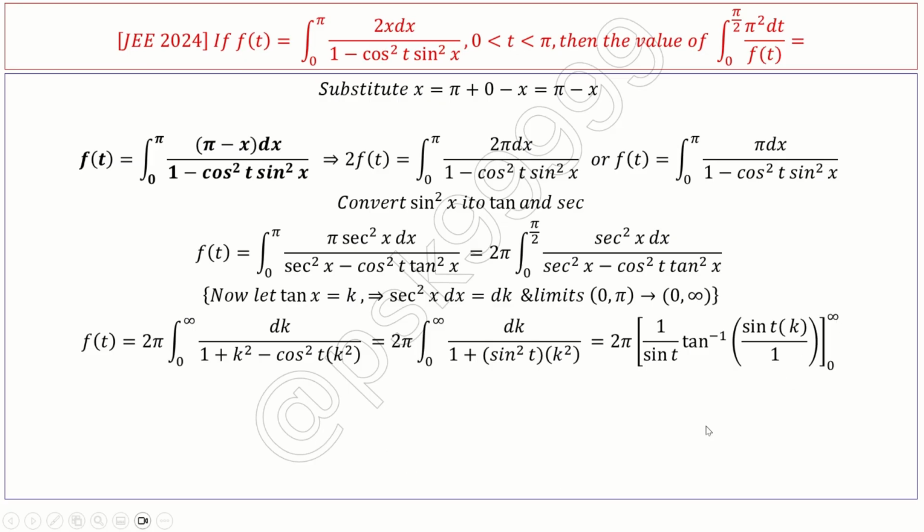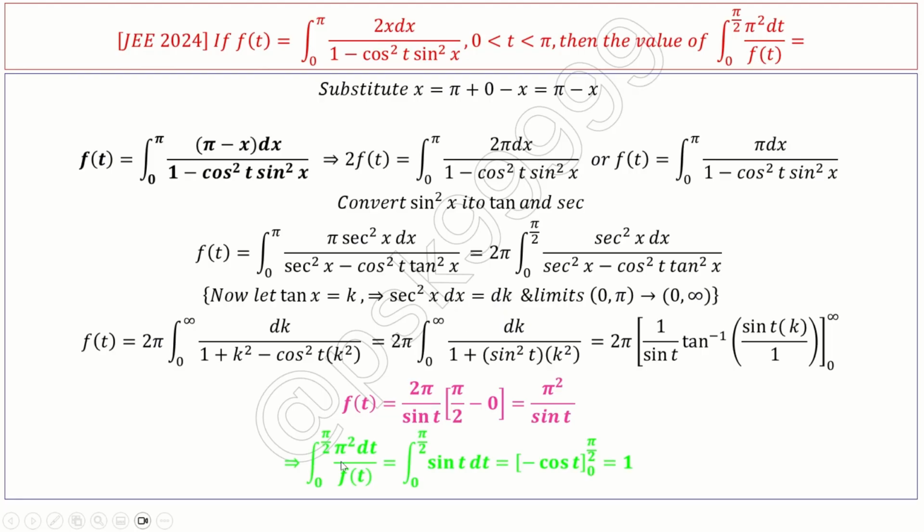That's it. Now you substitute infinity, you get pi by 2. Substitute 0, you'll get 0. So this is 2 pi by sin t into pi by 2 minus 0. This is my f of t, which is nothing but pi square by sin t. F of t is pi square by sin t. So this whole thing will become sin t.